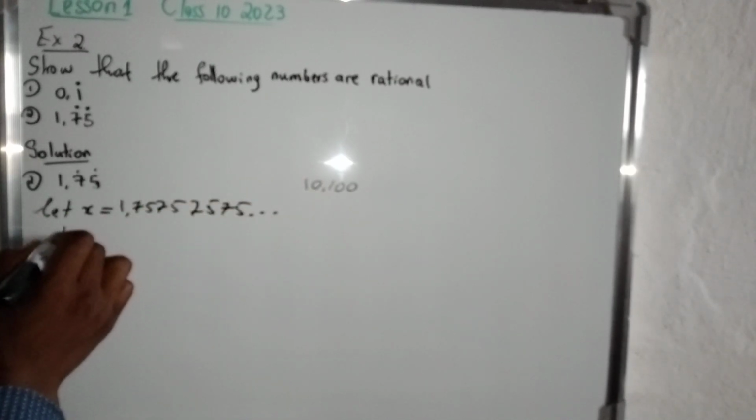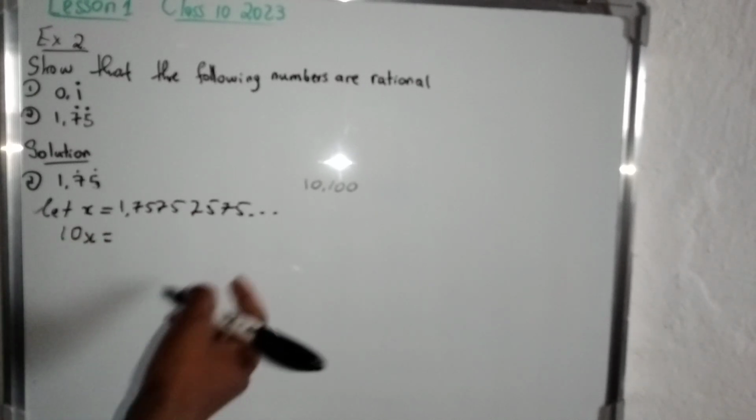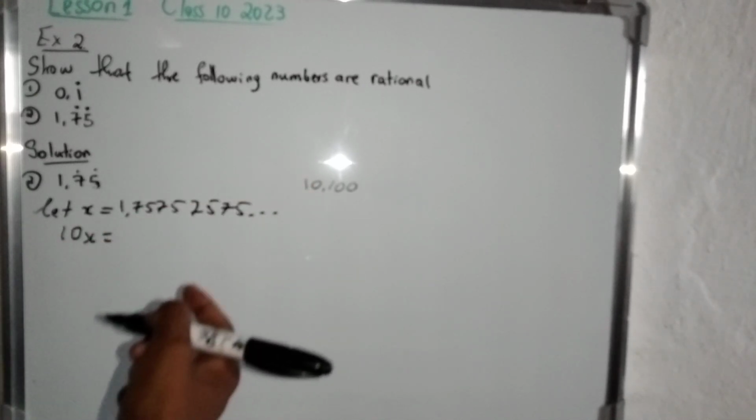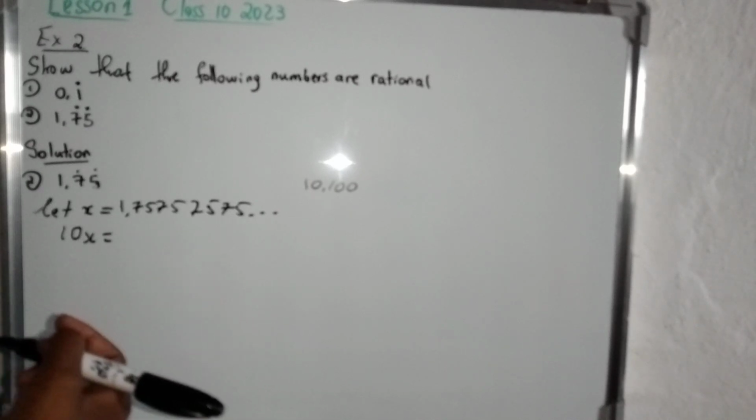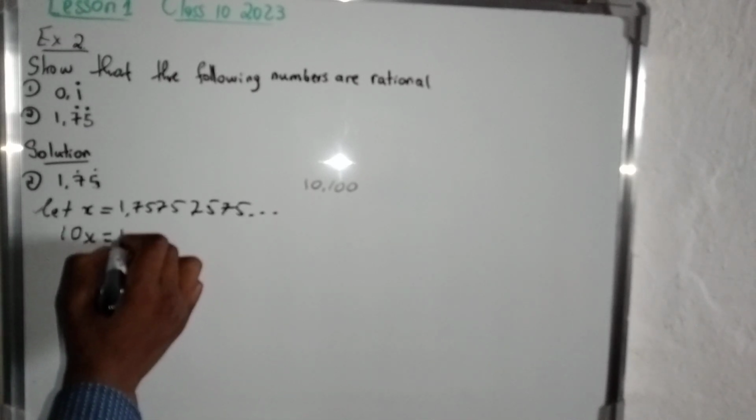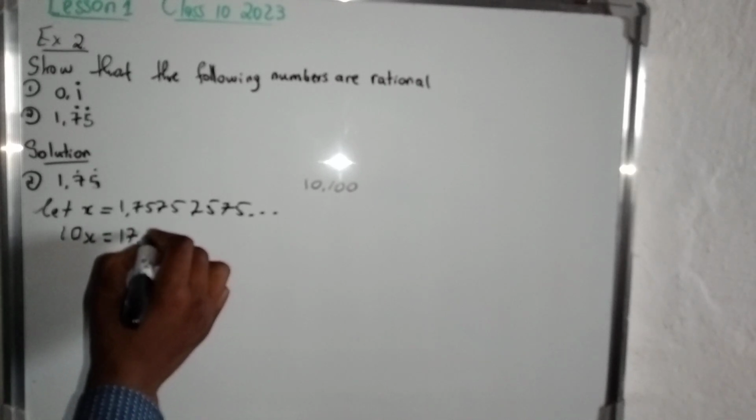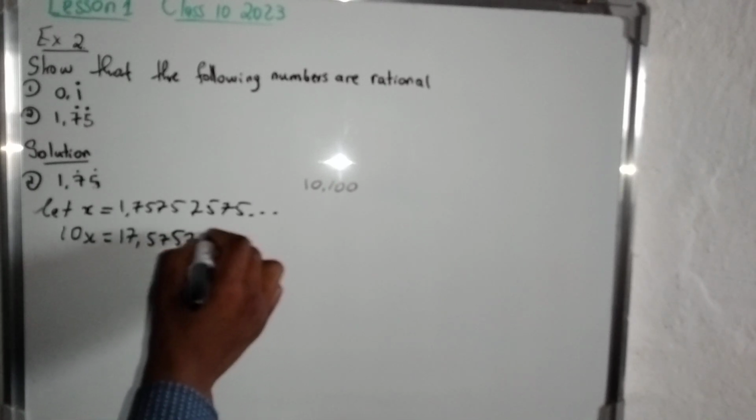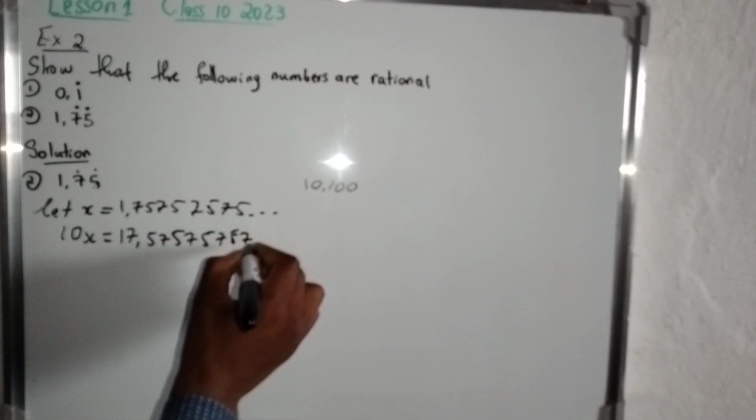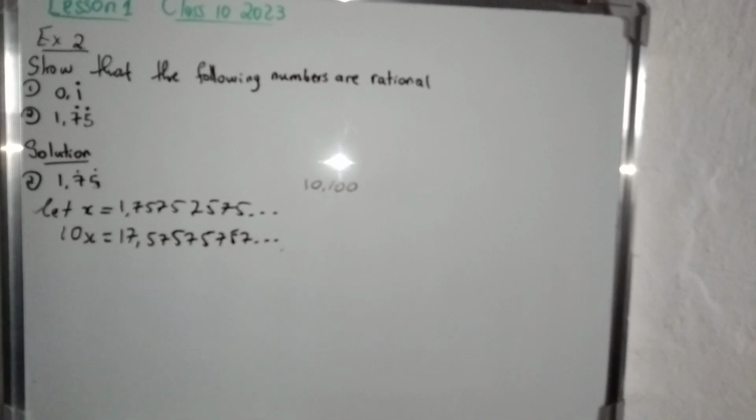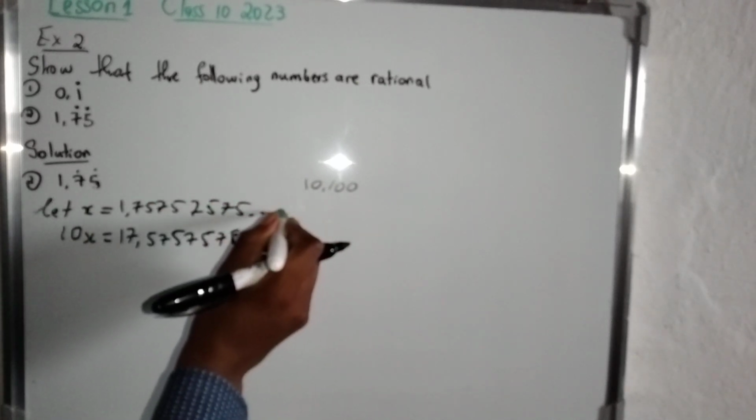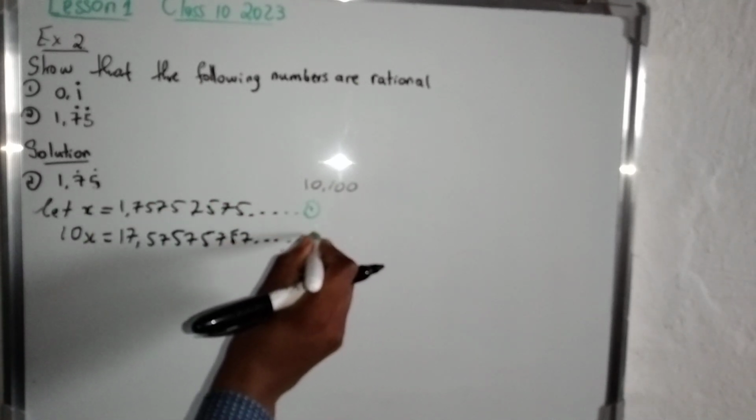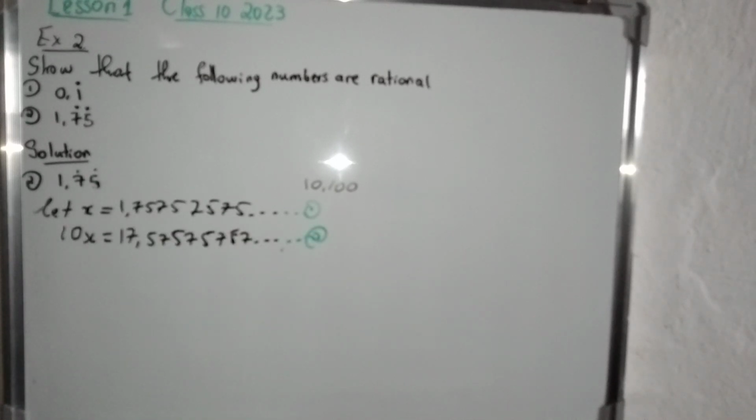So 10 times x is going to be 10x, and that must be 10 multiplied by 1.75, and here it is going to be 17.57, 57, 57, dot dot dot. This one is known as the first equation, and this is the second equation. Then how do we proceed here?